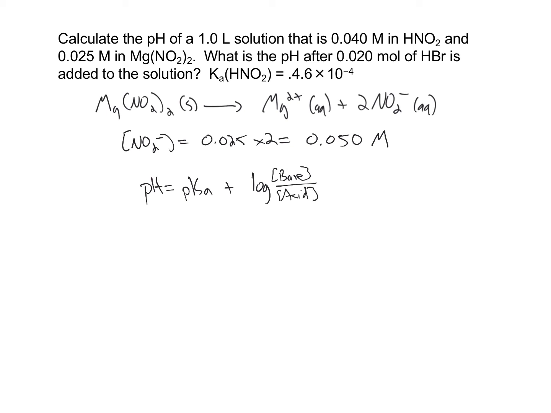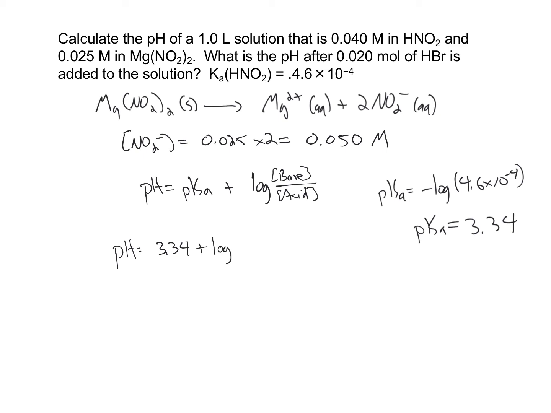I need the pKa, so the pKa is the negative log of the Ka. So for the pKa, I have 3.34. So then my pH, the concentration of the base we said was 0.05. The concentration of the acid is 0.04. And so for the pH I get, let's do that a little bit better, 3.43.